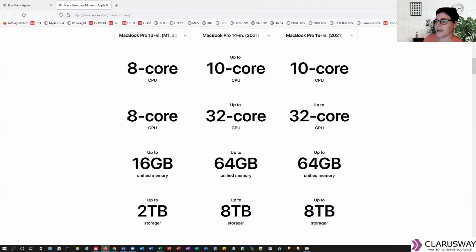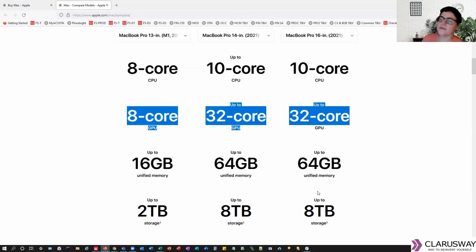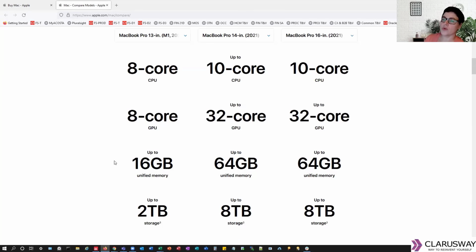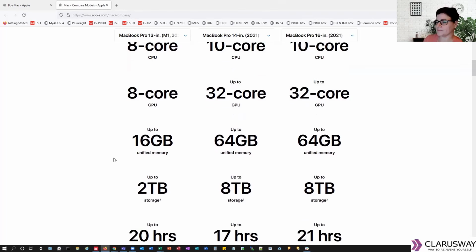GPU, you can see here again, a different number of cores. The more cores, the more speed and efficiency you're going to get with your processing.